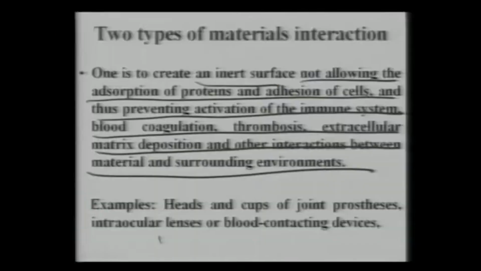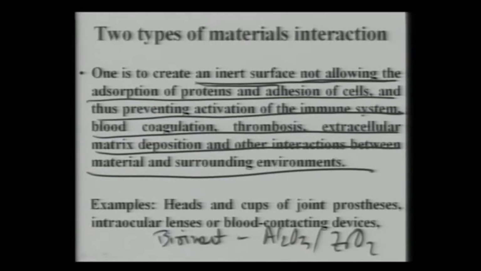So this is what they call bio-inert material. Bio-inert means it is a biologically inert type of material. Examples of these kinds of materials are alumina or zirconia. These materials cannot create a biologically active surface. They essentially create an inert surface, and they do not allow all this protein absorption, cell adhesion, and any activation of the immune system to take place.